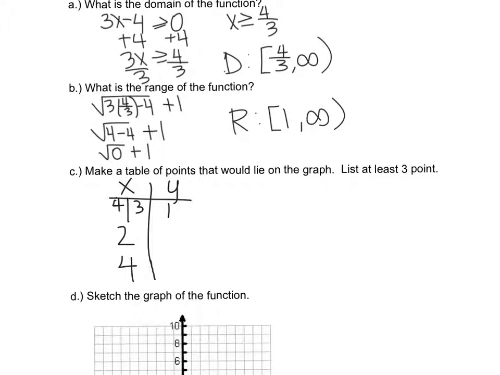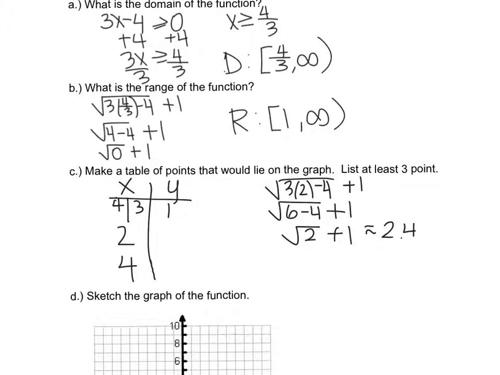Now we already evaluated our function for 4/3 and found the y value to be 1. Off the side here, I'm going to evaluate it for 2. So we have 3 times 2 minus 4 plus 1. 3 times 2 is 6. 6 minus 4 is 2. And here's where I'm going to approximate. The square root of 2 is about 1.4. So we add 1 to it, we get about 2.4.